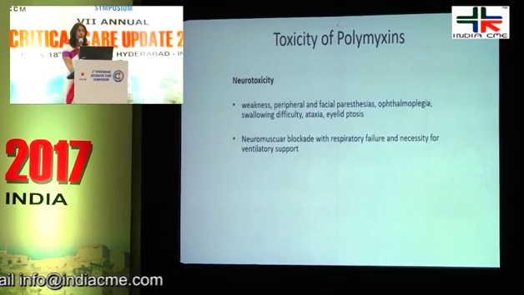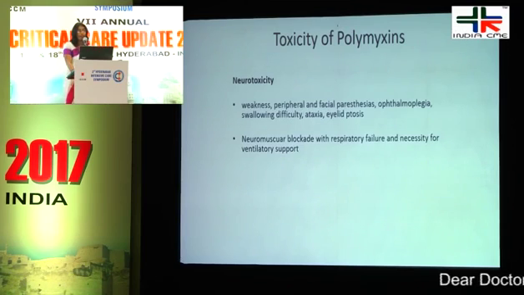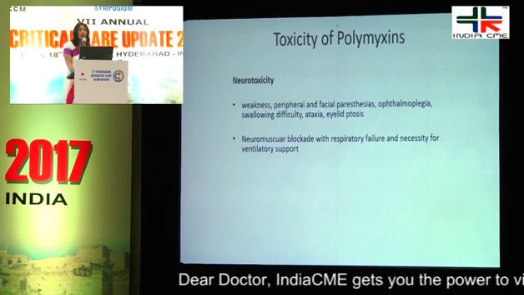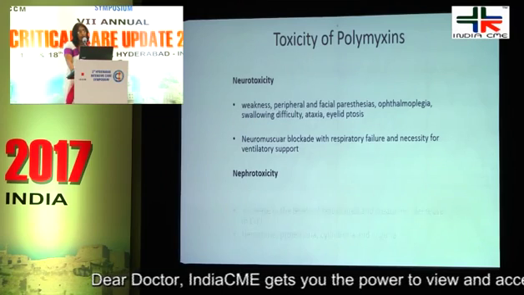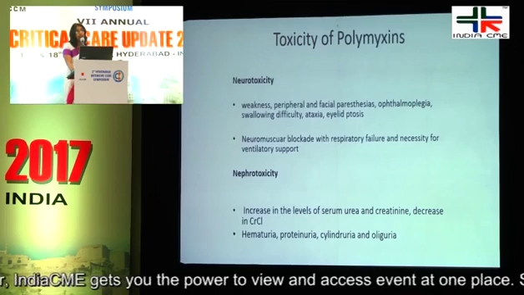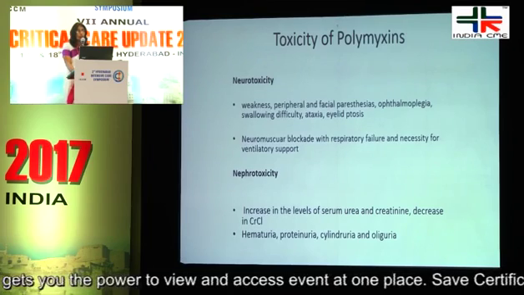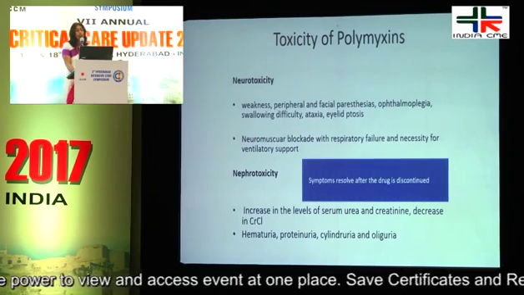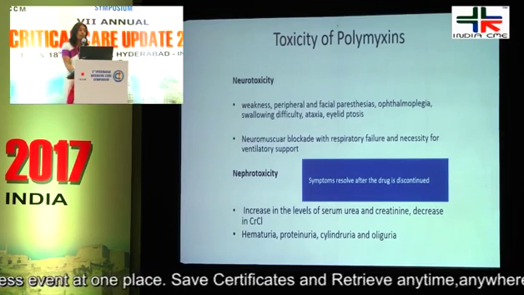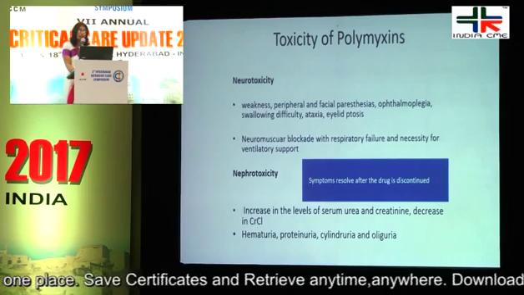What is the toxicity profile? They have both neurotoxicity and nephrotoxicity. Neurotoxicity can be simple in the form of paresthesias, swallowing difficulty, ptosis and weakness, or it can be as severe as neuromuscular blockade with respiratory failure requiring ventilatory support. With nephrotoxicity, there is an increase in the urea and creatinine, decrease in creatinine clearance, hematuria and proteinuria. But the most important thing to note is that whatever the adverse effect, these symptoms are completely reversible and resolve once the drug is discontinued.